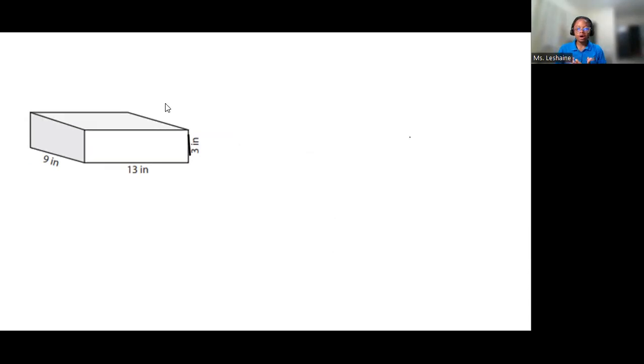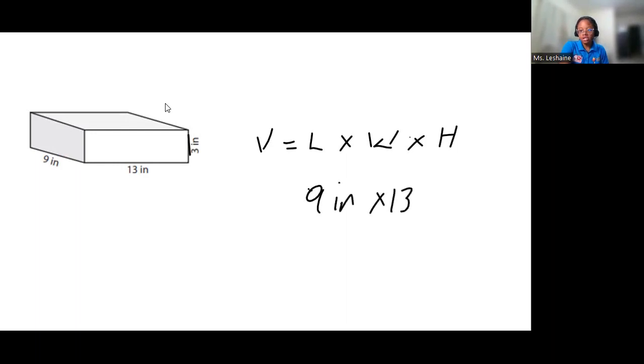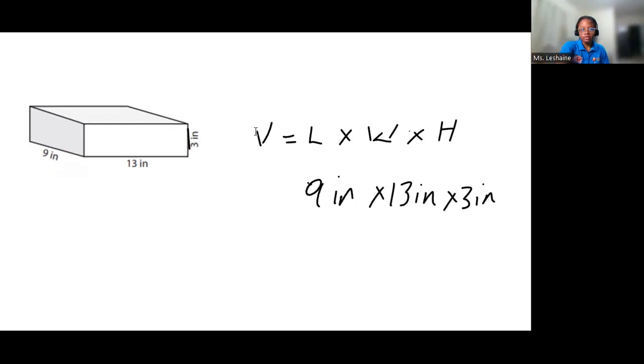So the volume of our cuboid is calculated with the same formula as the cube. So the volume, and I'll write V, is equal to the length multiplied by the width multiplied by the height. So that's just multiplying all three of the numbers that we have here. So that's 9 inches times 13 inches times 3 inches. That gives us 351 inches to the third power. All right.